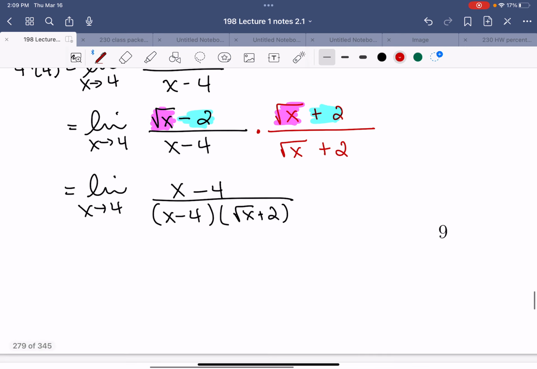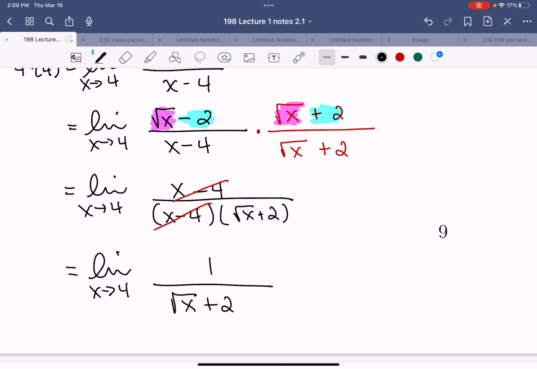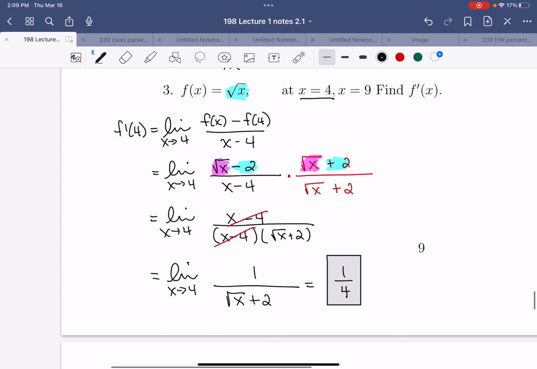Okay, and now it's set up. I don't even have to factor or do anything. I can just cancel my x minus 4s. And when I do that, that gives me the limit as x goes to 4. I have to hold the numerator with a 1 because I can't just not have a numerator. And then we've got the square root of x plus 2 on the bottom. If you plug in your 4, the square root of 4 is 2, plus 2 gives you 4, so the answer is 1/4. Okay, so that's our example of our conjugate.